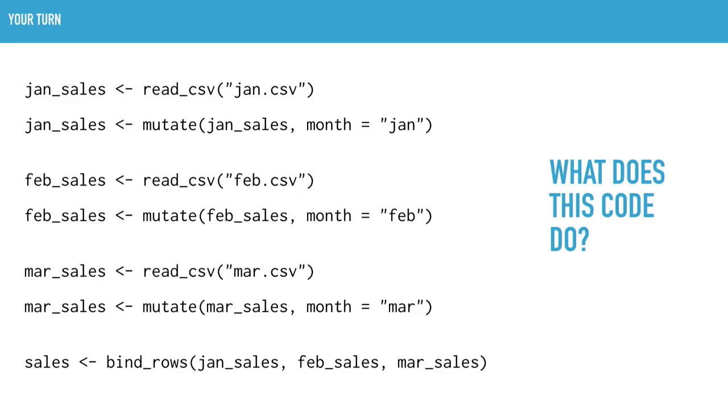Okay, so to get some practice with map2, we're going to take this code and think about using purrr to do the same thing. And the first thing I want you to do is talk with your neighbor, take a look at this code and see if you can figure out what's happening. I'll give you 2 minutes.